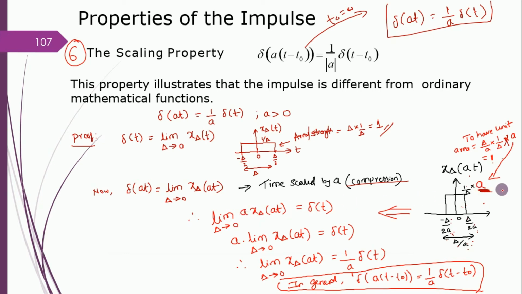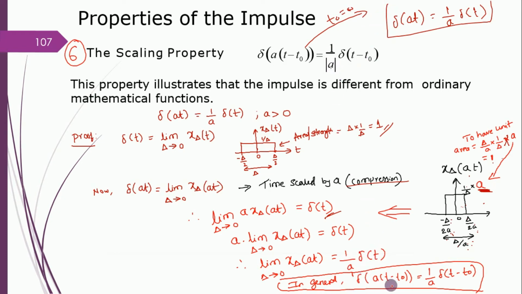So this gives me what? Area is equal to 1. If area is equal to 1, what do we call such a signal? It is an impulse signal. It is a delta function. That is what is written here. So now a, I'll take it out. A into limit delta tends to 0 of x delta of at will result in delta of t. This a I'll take to the right hand side. So what do we get? We get the same thing that has been asked here, 1 by a delta of t.